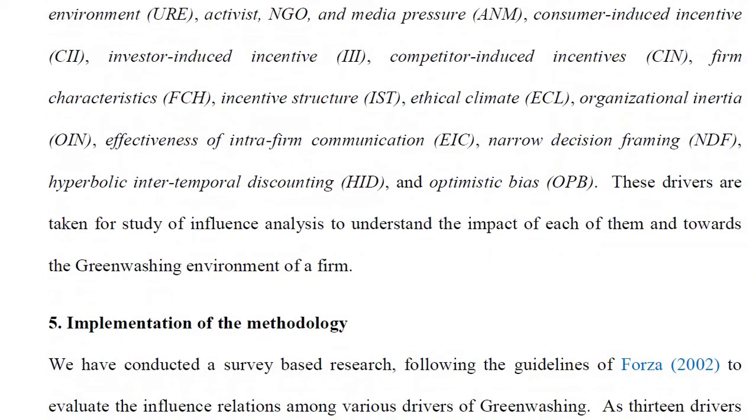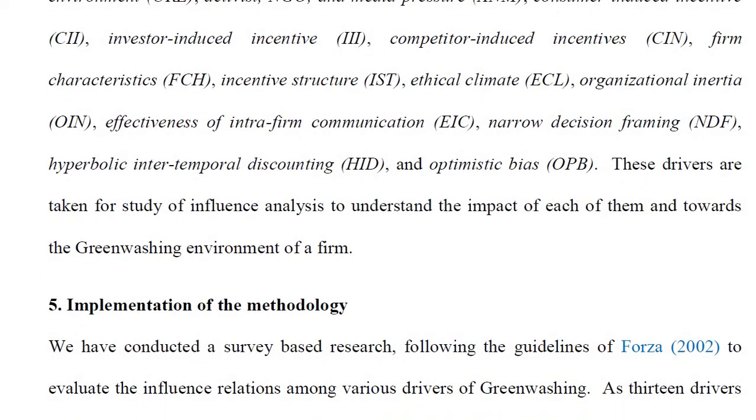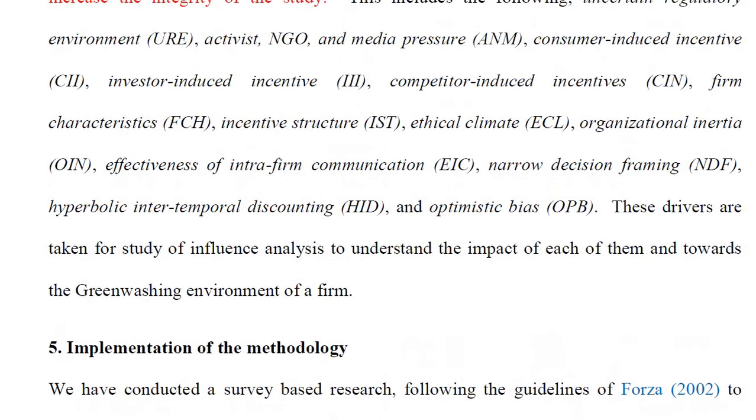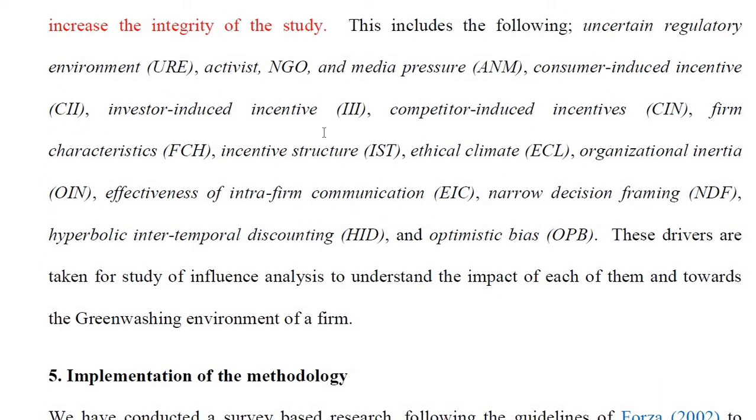Okay, so I will be showing 13 drivers. These are the 13 drivers we have identified. I will just read out the names. Okay, one is uncertain regulatory environment. Next is the activist NGO and media pressure, then consumer induced incentive and investor induced incentive, then competitor induced incentive, then firm characteristics, then incentive structure, then the ethical climate of the firm, the organizational inertia, the effectiveness of intra-firm communication, then narrow decision framing, hyperbolic intertemporal discounting, and the optimistic bias.